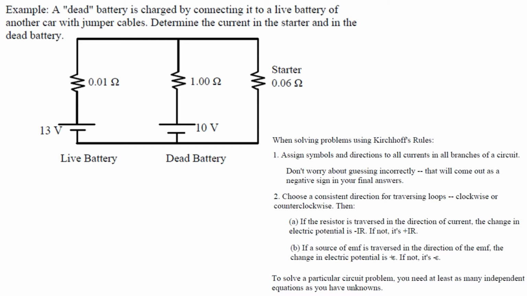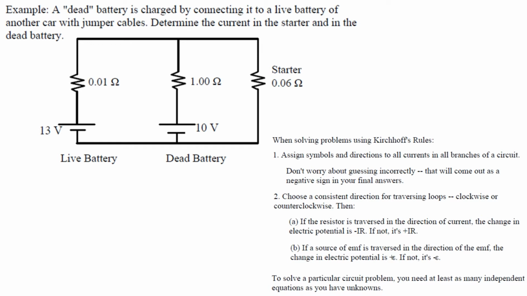To make sure you don't make any sign errors using the loop rule, you have to traverse each loop in the same direction, either clockwise or counterclockwise. Just pick one. The rules then are as follows. If you go over a resistor in the direction of current, that's a voltage drop, and the change in potential is minus IR. If you go opposite the direction of current, then it's like you're swimming upstream, and the voltage is going to be plus IR. If you cross a battery in the direction of the battery, it adds to voltage and you get plus epsilon. If not, it's minus epsilon because you're fighting the battery as you go across. Follow these rules and any incorrect guesses you make will automatically come out in the math.